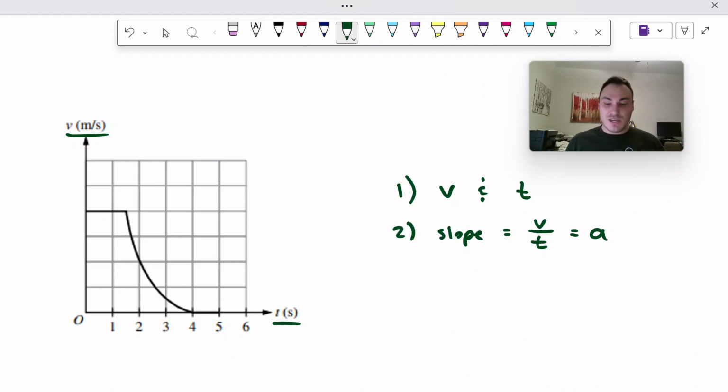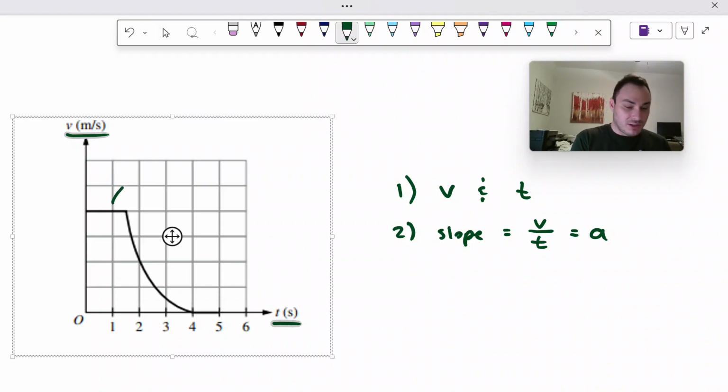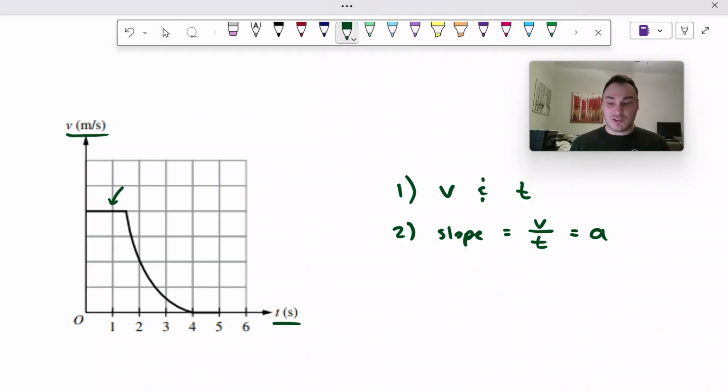So what that means is you can get acceleration from this graph if you just look at the slope of this graph at any given point. So the acceleration from 0 to 1.5 looks like it's 0 because the slope is 0. Then the acceleration becomes a very big negative number. We have a very steep curve here, and then it starts to mellow out a little bit. So we can get acceleration.